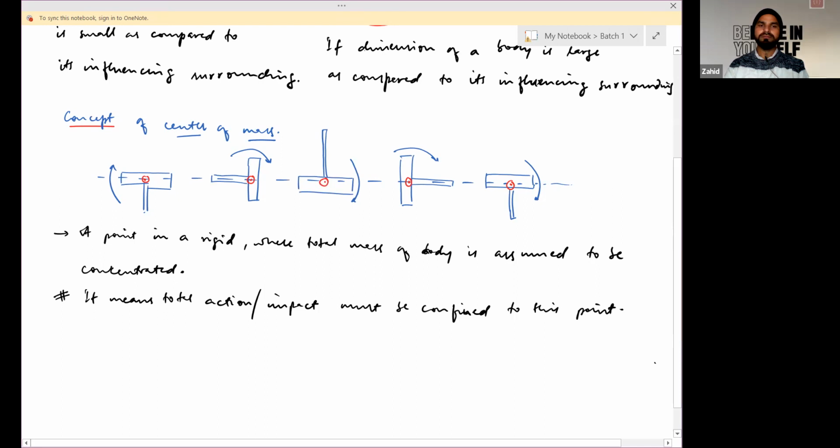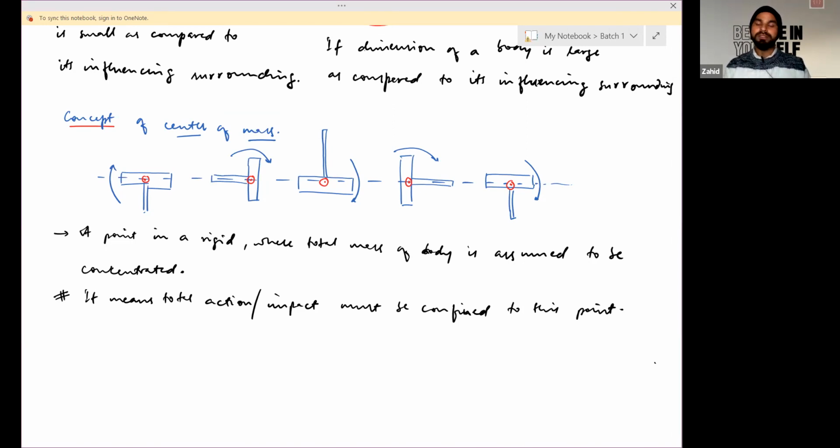Not only rigid bodies have this center of mass. In all of the previous chapter, I defined an object to be a point object. It means the dimension of the body is quite small compared to its influencing factors, like force, momentum, work, energy, and so on. So we define the body as a point object, meaning total mass is concentrated at this point, so that the total action is confined to that point only.